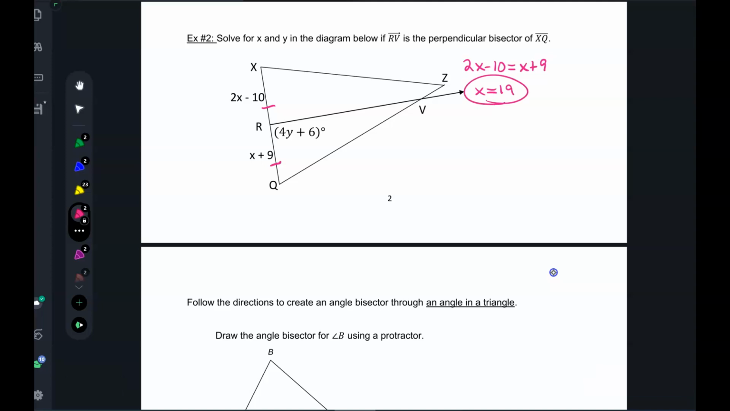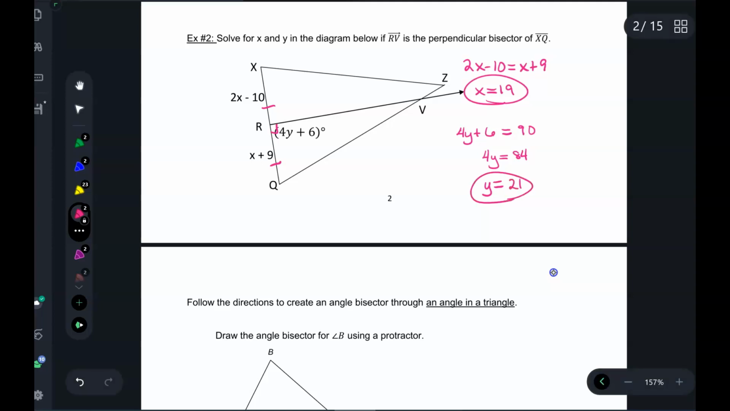Now, again, if this is the perpendicular bisector, perpendicular means what kind of angle? A right angle. And if this is a right angle, it's got to be equal to 90 degrees. Okay, so subtract 6, that gives us 84. 84, so y equals 22. No, close, 21. Wait, which ones do you set equal? x plus 9 and 2x minus 10?